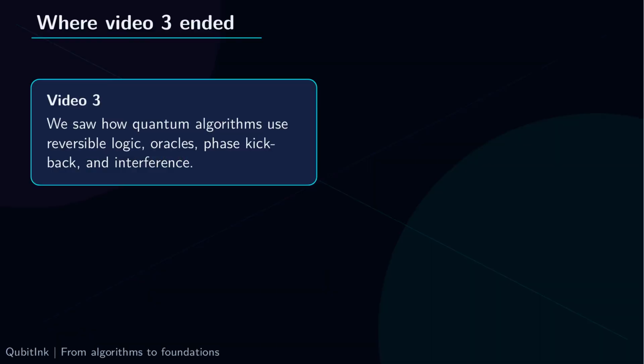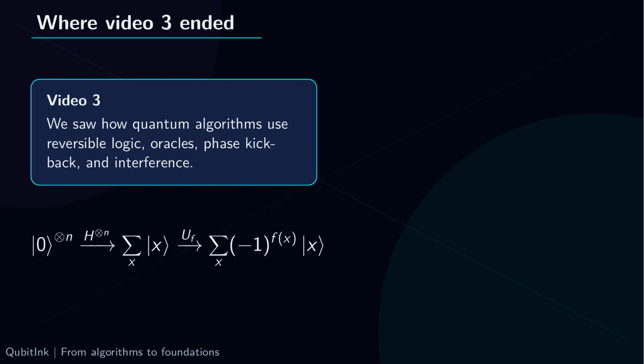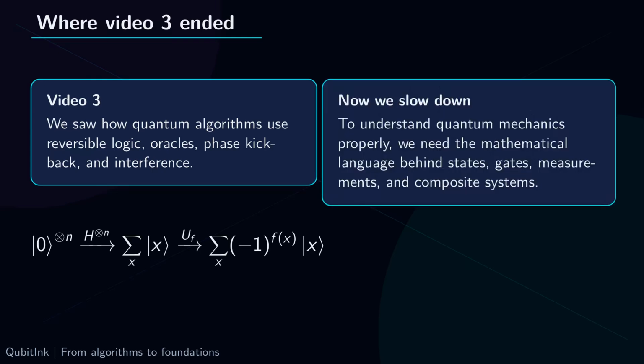In the previous video, we focused on quantum algorithms. We saw reversible logic, oracles, phase kickback, and interference working together to process quantum information. This expression captures the pattern we used repeatedly: prepare a superposition, apply an oracle, and encode information into relative phase so that interference can reveal useful structure. Now we slow down and look underneath those algorithms.